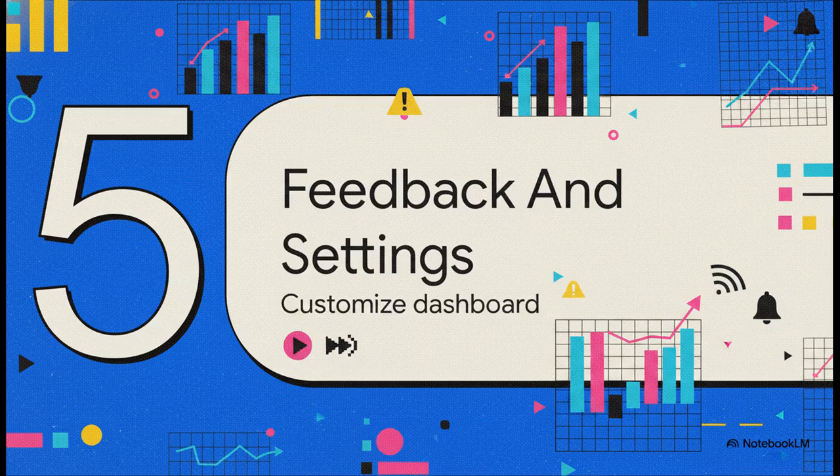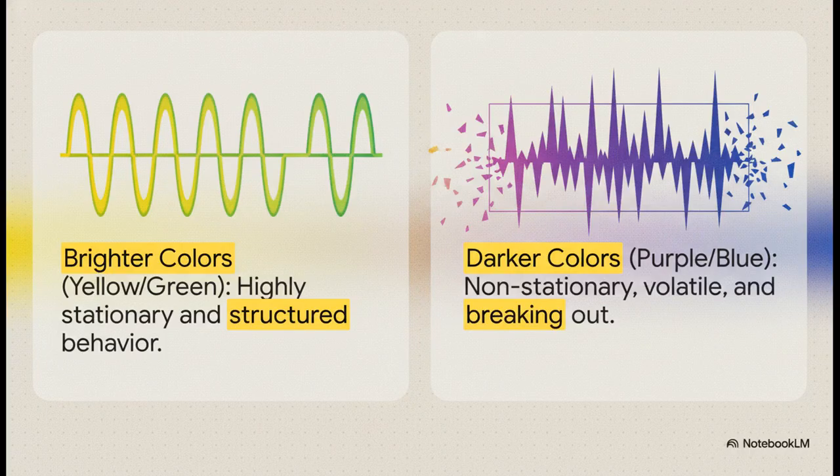And finally, Section 5, Visual feedback and settings. Let's look at customizing your dashboard. To make these statistical alerts instantaneous during live, fast-paced analysis, the tool uses a Viridis color gradient system. This is huge because it means you don't have to sit there reading raw numbers all day.